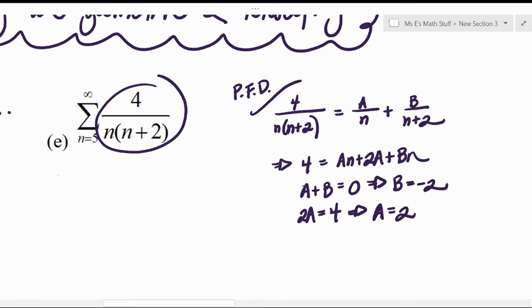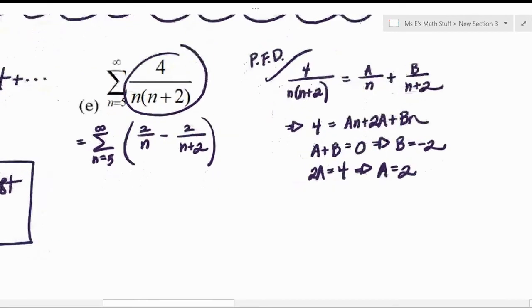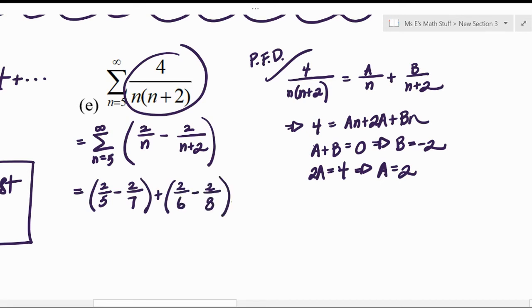There we go. And so then you can rewrite the sum. So this would be the sum as n goes from 5 to infinity of 2 over n minus 2 over n plus 2. Then follow if in doubt, expand it out. Always with telescoping, start expanding it out. So what would we have? We'd have 2/5 minus 2/7 plus 2/6 minus 2/8. And you're going to expand it out as far as you need to until you are absolutely sure that you know what the answer is going to be.